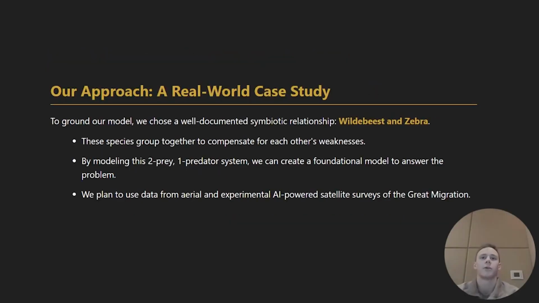To build a model, we first needed a real-world case study. We chose the well-documented symbiotic relationship between zebra and wildebeest. These two species group together to compensate for each other's weaknesses. By modeling this two-prey, one-predator system, we can build a foundational model to answer the problem. We plan to use data from aerial and experimental AI-powered satellite surveys of the Great Migration. I will now pass this further on to Cadet Wilson to explain our mathematical framework.